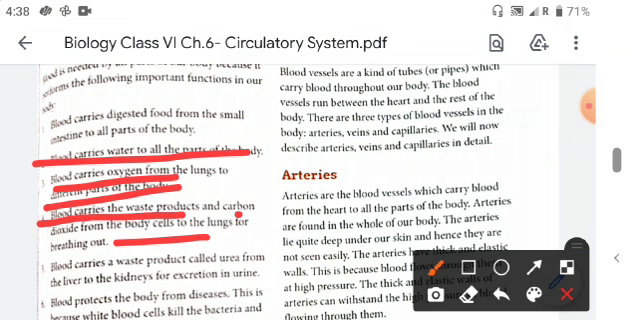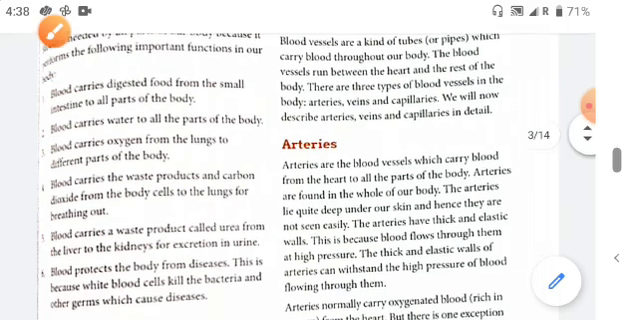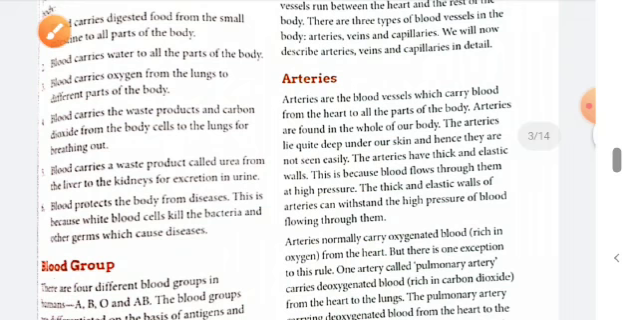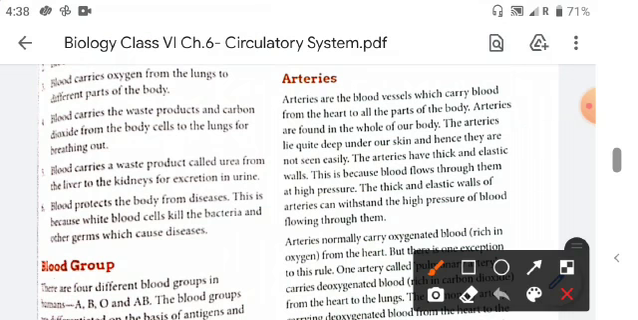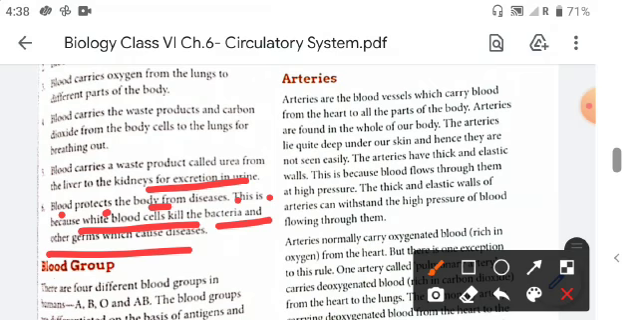Okay, now blood carries a waste product called urea, which is formed in the liver, and it supplies it to the kidney for excretion in urine. And this blood protects the body from diseases. This is because white blood cells are there, and those white blood cells help to kill the bacteria and other germs which cause diseases.